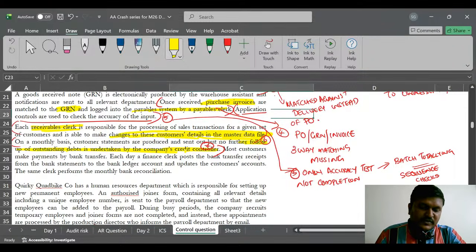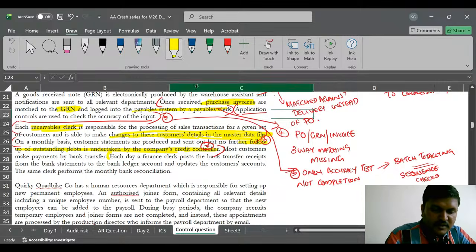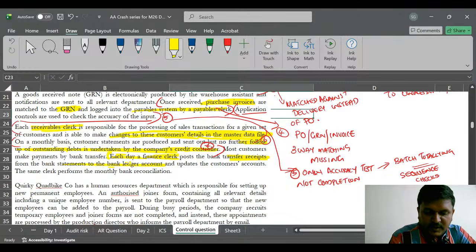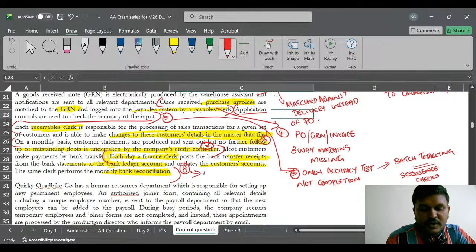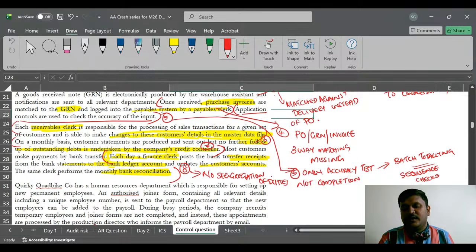Again, the bank transfer is coming each day. The finance clerk posts the bank transfer receipts from the bank statement to the bank ledger account and updates the customer accounts. The same clerks perform the monthly bank reconciliations. So the finance clerk is doing the bank receipts, updating the customer account, and also doing the bank reconciliation. If you have all these things together, what will happen? Again, another risk, the 8th risk, would be no segregation of duties.